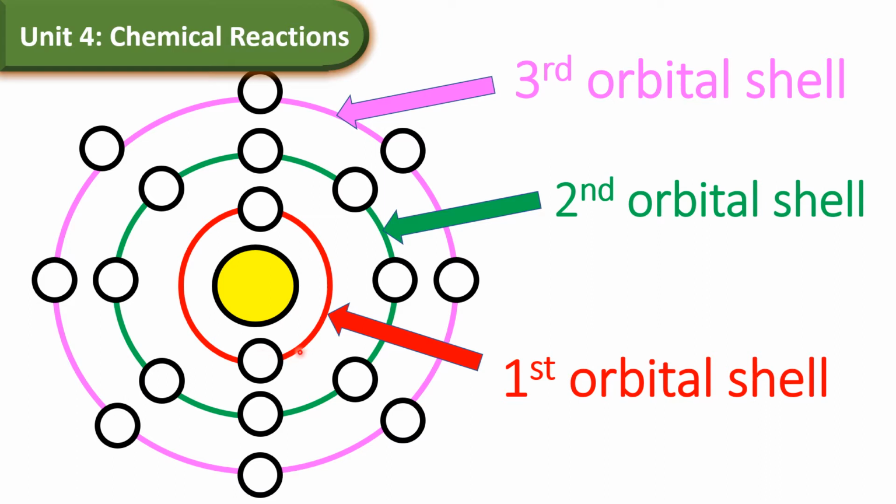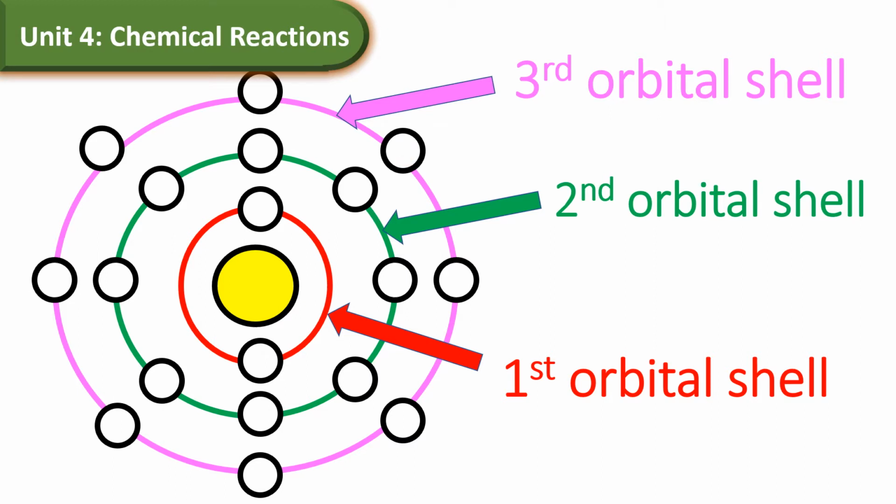In your first orbital shell, it can hold up to 2 electrons. Your second orbital shell can hold up to 8 electrons. Your third orbital shell can also hold 8 electrons.